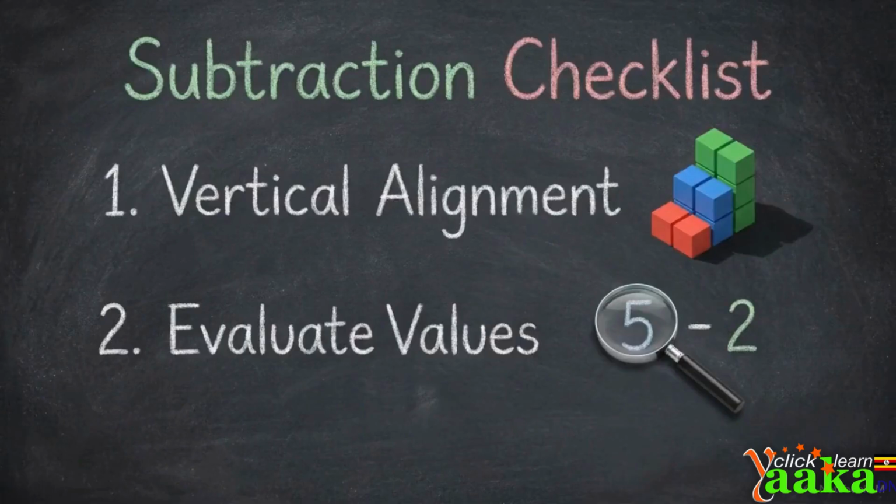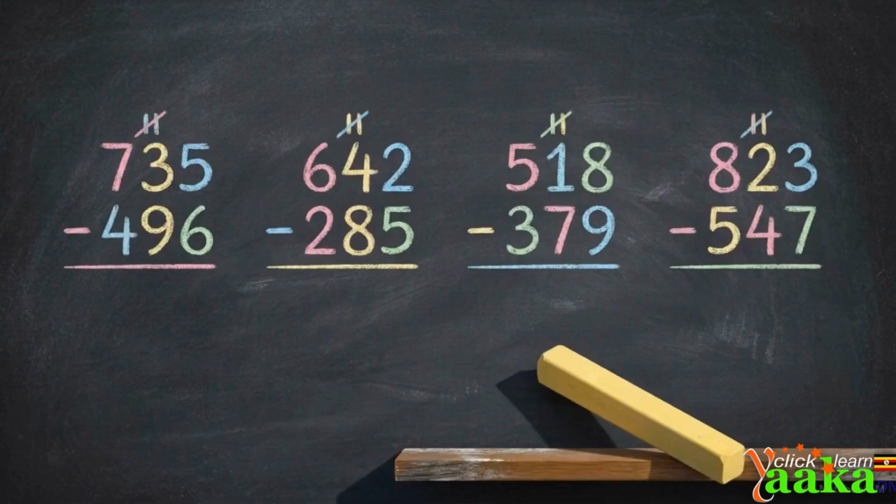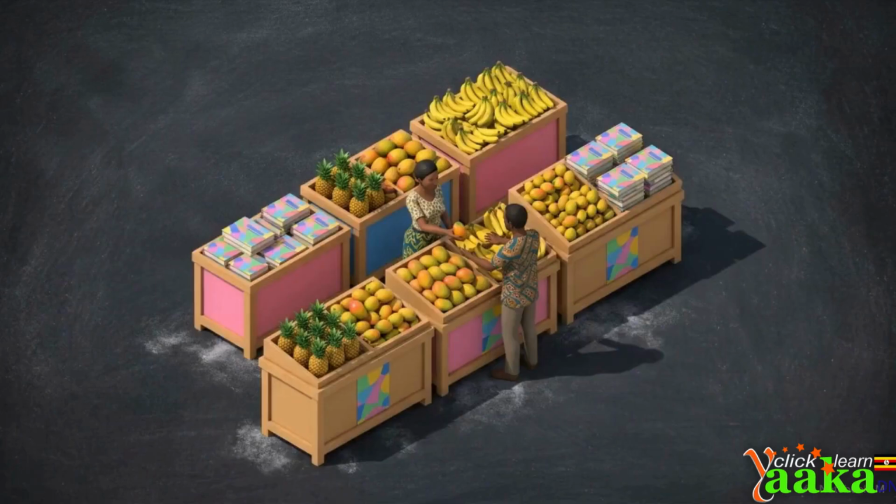This checklist summarizes the absolute rules of subtraction. Stack your numbers by place value. If the top number is smaller, regroup. Lower the neighbor by 1, add 10 to your column, and subtract. Mastering these exact mechanics ensures your calculations are always accurate. This is how math helps us reliably count, share, and organize resources in our communities.